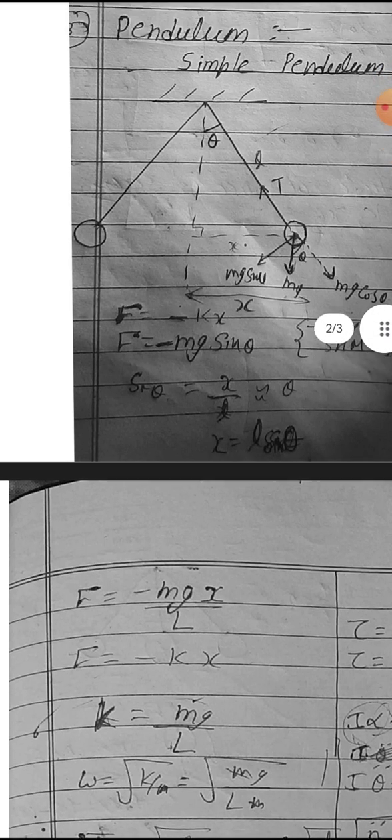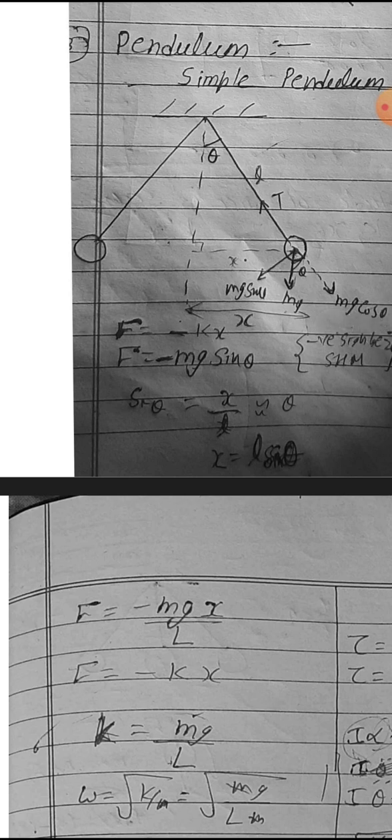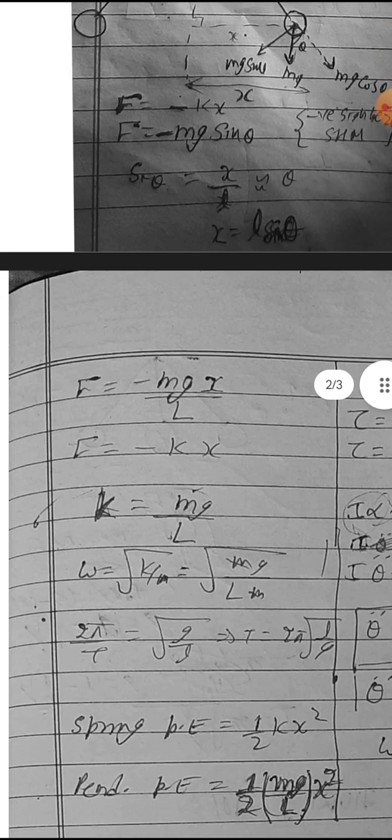Now you can see in the figure that sine theta equal to, if you can see clearly, there is a right angle triangle being formed. So sine theta equal to, if this distance is x, then we get x by L. So if sine theta equal to x by L, then can you replace that in this second equation, F equal to minus mg sine theta? What will you get? F equal to minus mg into x by L.